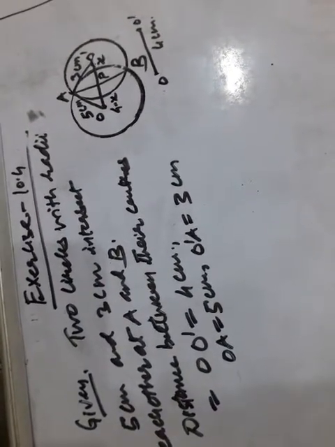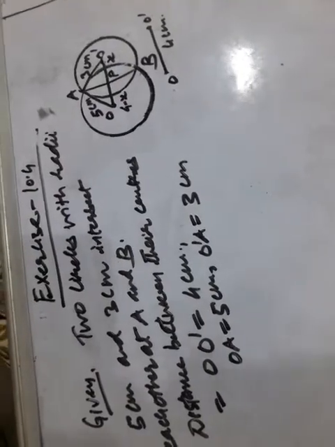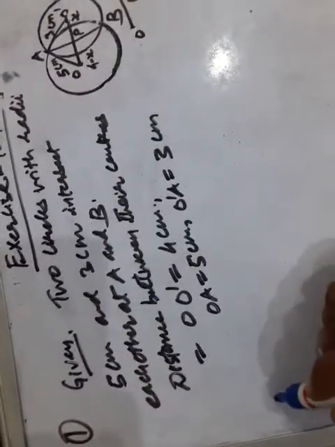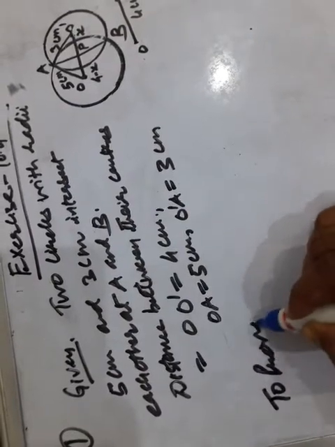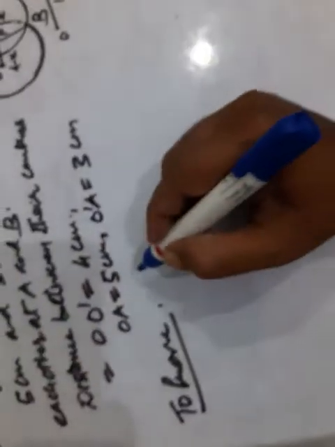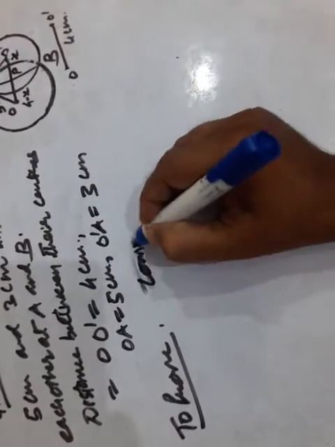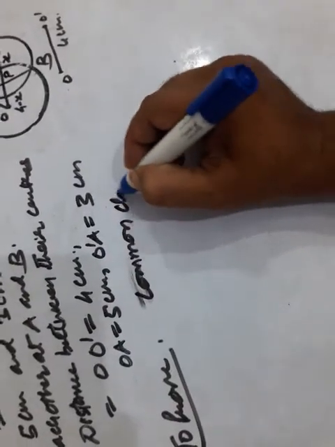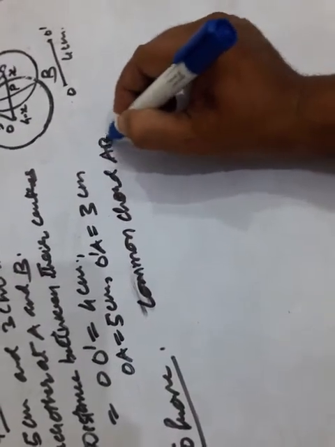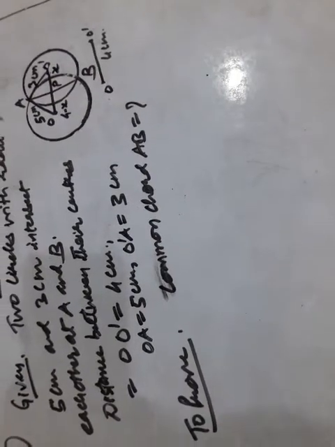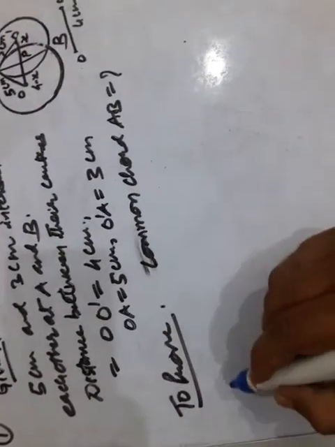Now what do we have to prove, children? We have to find AB, the length of the common chord. Let us see what the common chord is over here. There is no construction actually, so let us start the proof.